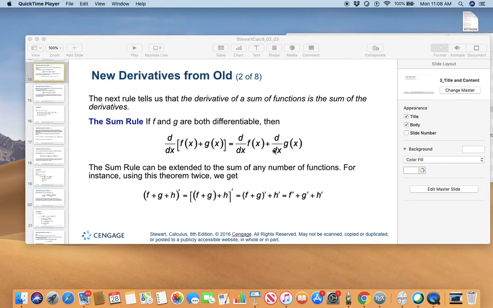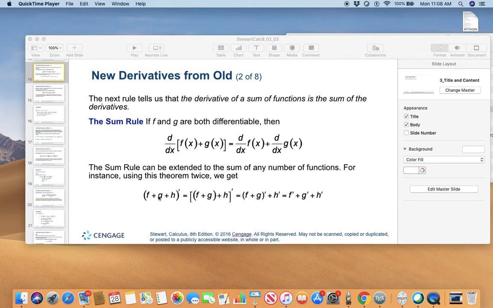plus derivative of g. What this means is, if I have an expression which involves two things, I want to take plus or minus, whatever, derivative of, all you need to do is find the derivative of each function and add them up later. Now the sum rule can be extended to the sum of any number of functions.